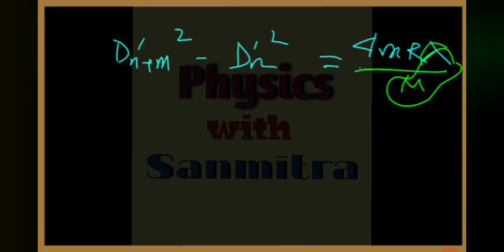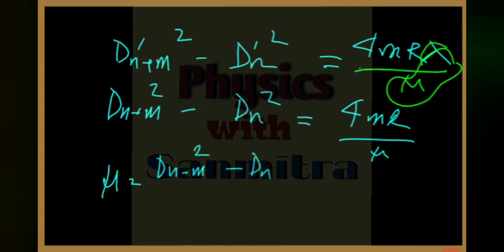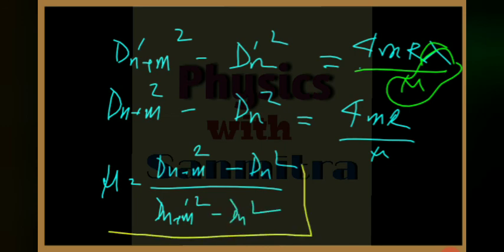And in air we can also find, that is d(n plus m). This is the normal case in air. dn square is equal to 4mr lambda by mu. Now we can just find mu by d(n plus m) square minus dn square divided by d(n plus m) dash square minus dn dash square. By this formula we can find mu.